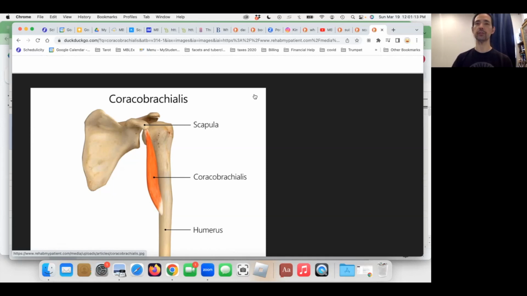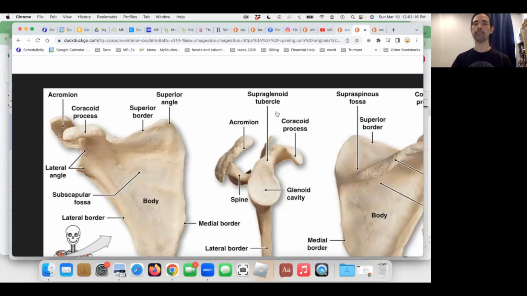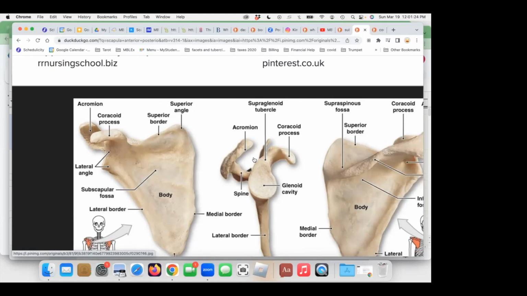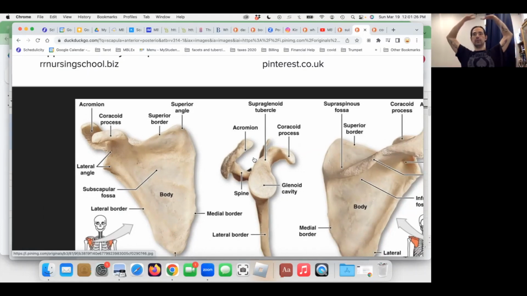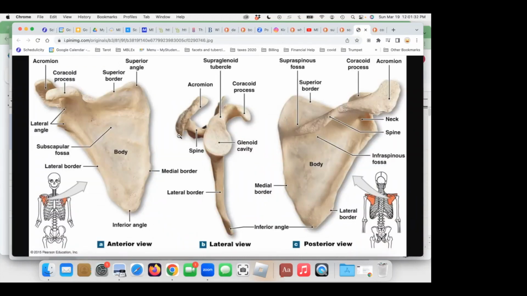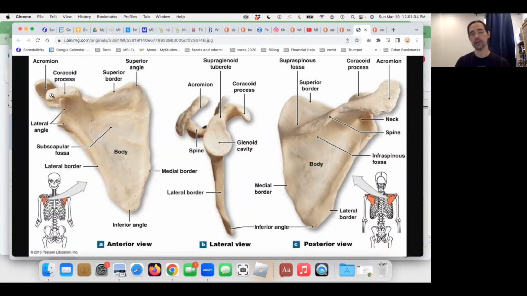What plane is shoulder flexion in? Sagittal or frontal? Frontal is coronal. If you abduct, you reach the corona. So is it frontal or sagittal? Sagittal. Yes, very good. So the coracoid process, the coracobrachialis, right?